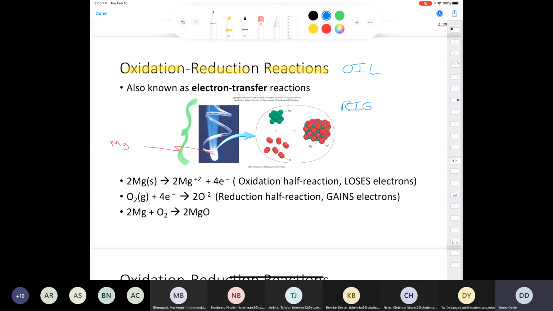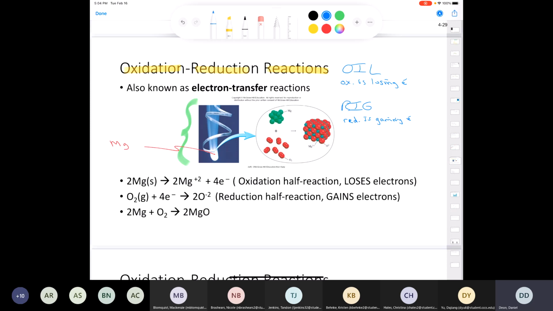OIL stands for oxidation. So oxidation is losing electrons. So we're talking about electrons because it's an electron transfer process. And RIG stands for reduction. So reduction is gaining electrons. So oxidation is losing electrons and reduction is gaining electrons. And again, you can't have oxidation without reduction. You can't have reduction without oxidation. They are going to happen at the same time.